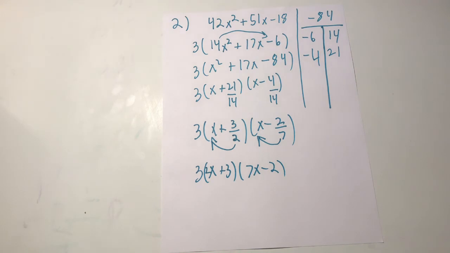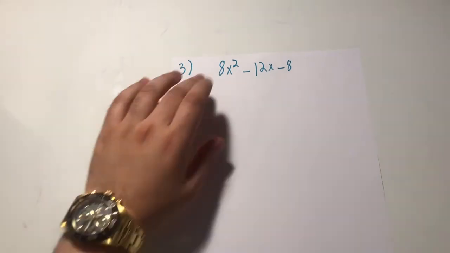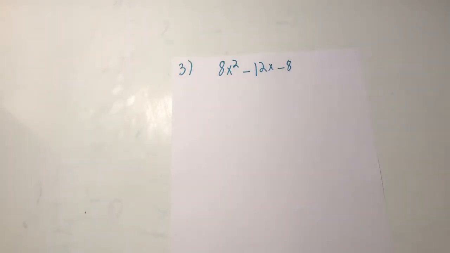So hopefully this is seeming a bit repetitive, and a lot easier. Let's look at our next example. All right, so our next expression, 8x squared minus 12x minus 8. So hopefully these are starting to seem a bit easier to you. Let's just get into the actual steps.